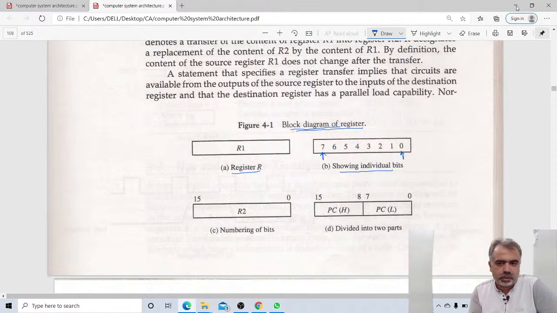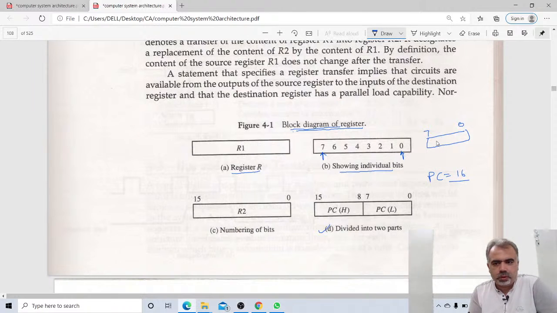Like in this way, if you want to write this register, you can write it like 0 to 7. In the same way, since it is not advisable to write the numbers from 0 to 15 in the box, this is another way of representing the register. And this is the fourth way of representing a register, where the program counter PC is of 16 bit.